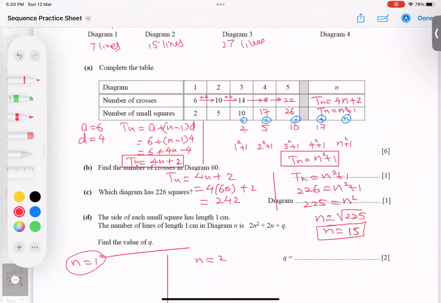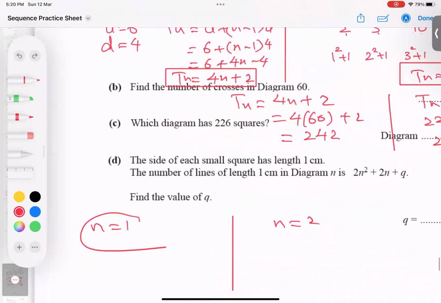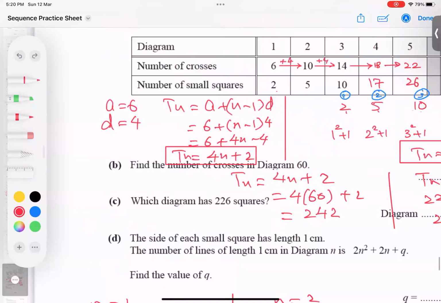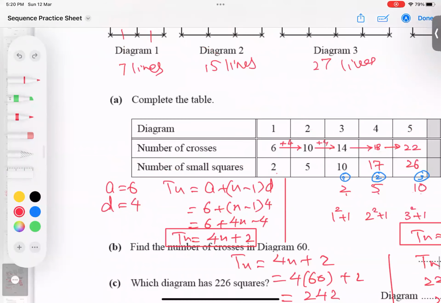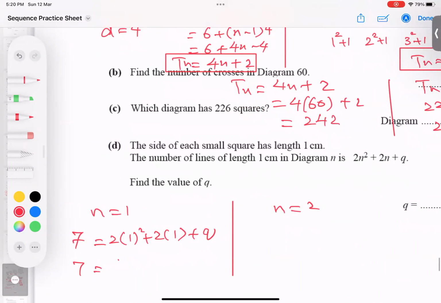I will plug in 1 in the whole equation. Whole equation, I plug in 1 here. So 2 times 1 to the power 2, plus 2 times 1, plus q. I repeat, 1 goes here and 1 goes here. And in diagram number 1, how many lines are there? See on the top, 7 lines. So I'm writing here 7. And congratulations, Alhamdulillah Rabbil Alameen. I got q value 3. And that's it. He was asking for q.